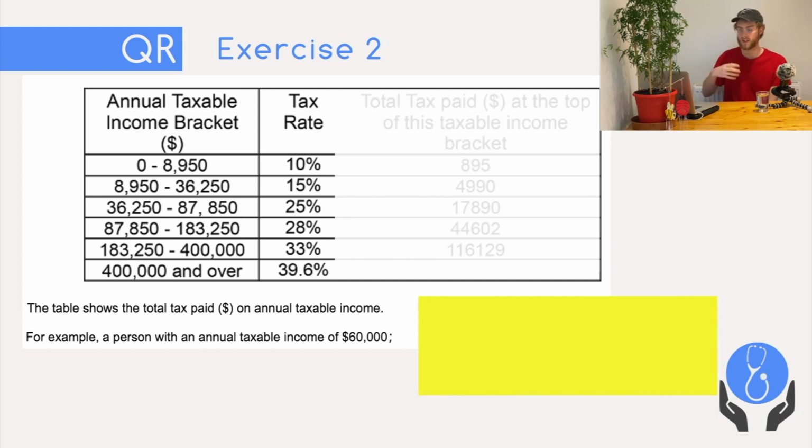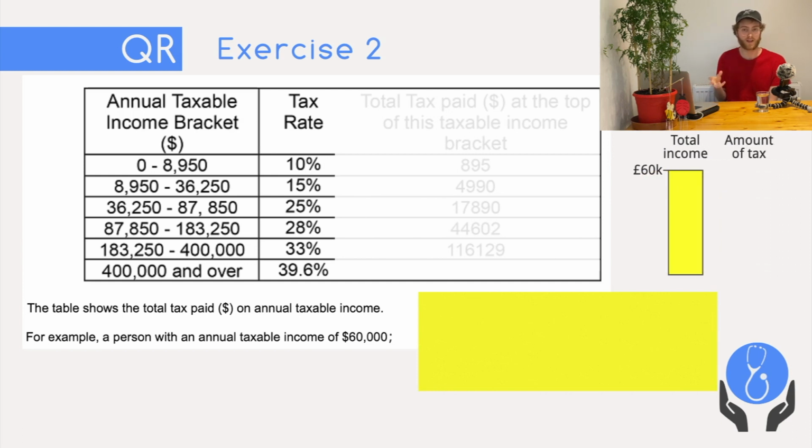I'm going to be using this yellow working space just to show the calculations, and then this little yellow bar graph on the right is going to illustrate how income is taxed. So just watch both of them as we go through this calculation. So the person earns £60,000, which means that they're in the third tax bracket, which is here.